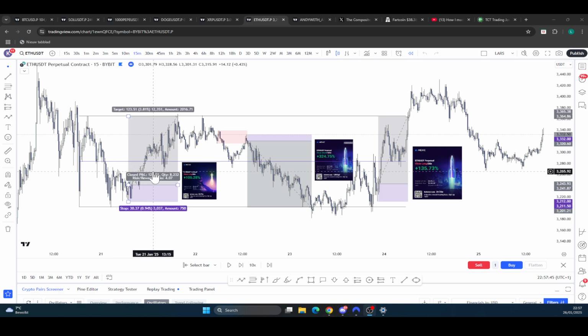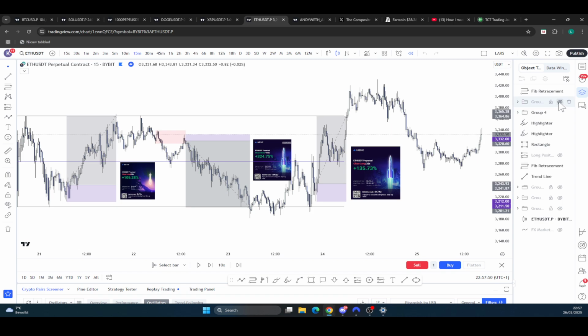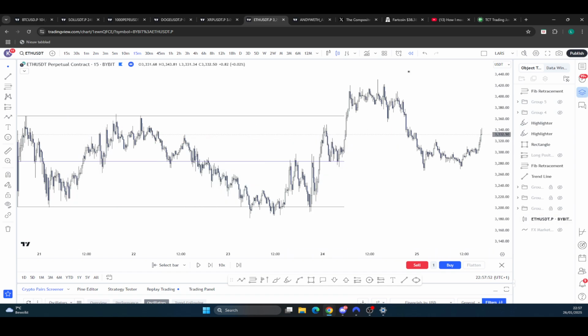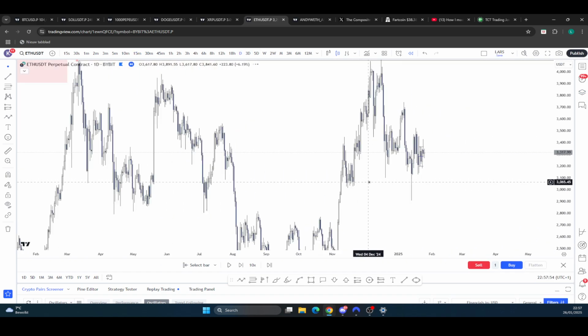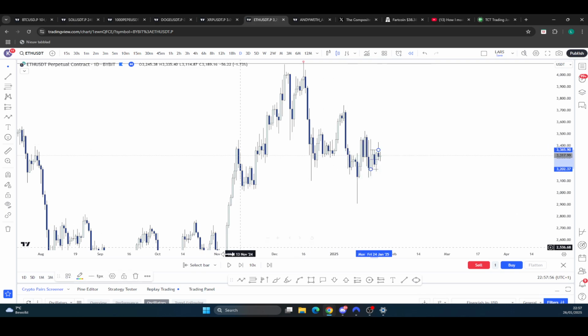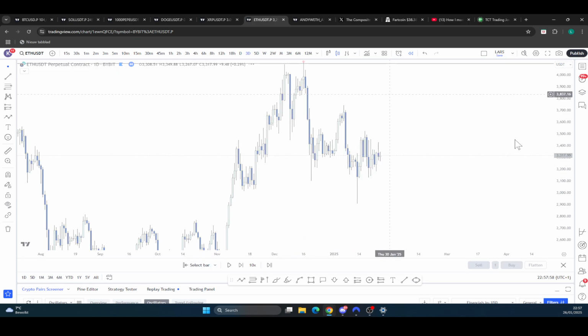Okay, so we're going to be diving deep into the technicals behind it. So let me hide this group right here. And as always, I like to build some context. You guys know me. We always build some context in the chart.